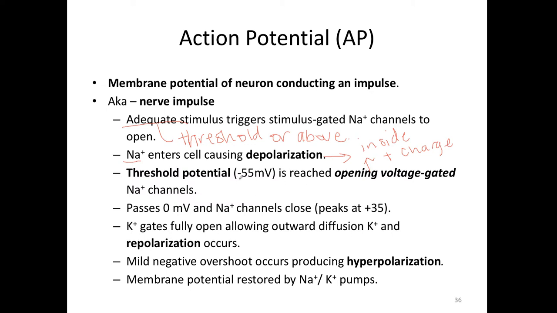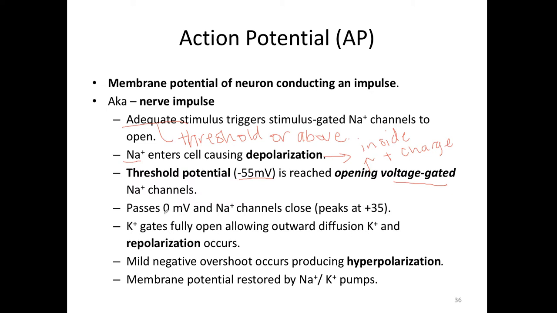So the threshold potential in this case is negative 55 millivolts, and that is what is required to open voltage-gated sodium channels. So the adequate stimulus part creates a graded potential that's mediated by ligand-gated sodium channels, but you have to have enough ligand to open enough of these to let enough sodium in to have the membrane reach negative 55. So that's the relationship between the stimulus, the threshold, and the voltage-gated channels.